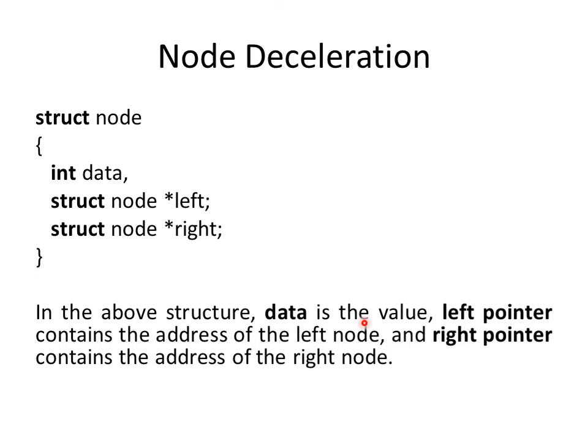In the above structure, data is the value, that means the value which should be stored in the node that is inserted, and the left pointer contains the address of the left node and the right pointer contains the address of the right node. For this reason, we are using pointers.